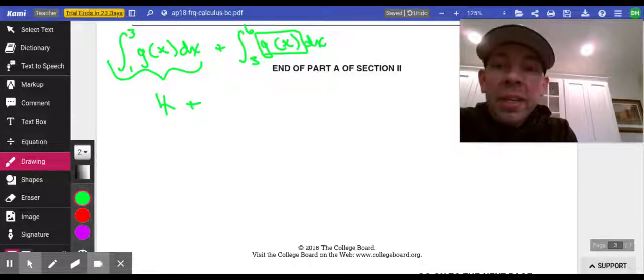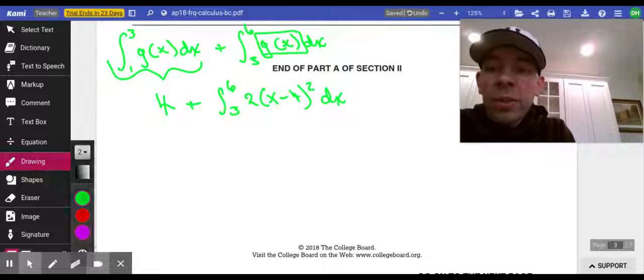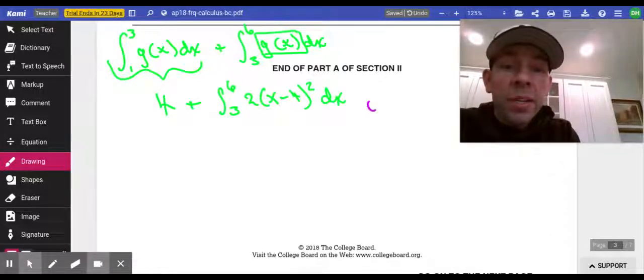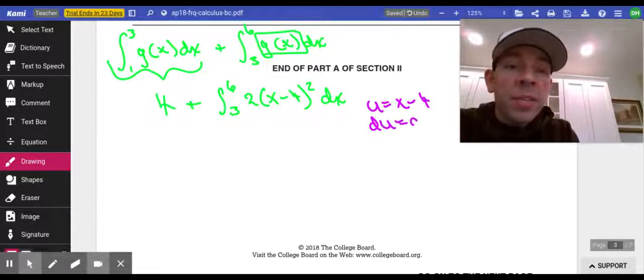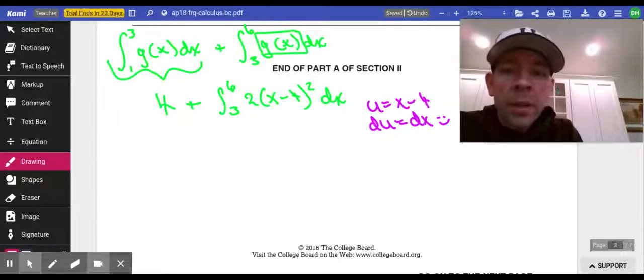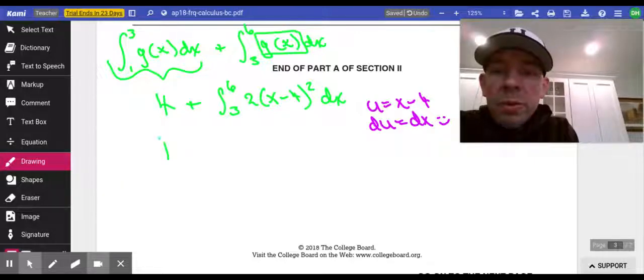Okay, we've got the integral from 3 to 6 of 2 times the quantity x minus 4 squared dx. I am going to do a little u-substitution on this one just to make sure I cover all my bases. I'm going to let u equal x minus 4, which means du equals dx. I'm real happy about that because I don't have any extra coefficients to keep track of. So let's go back to green here for a second. We've got 4 plus.